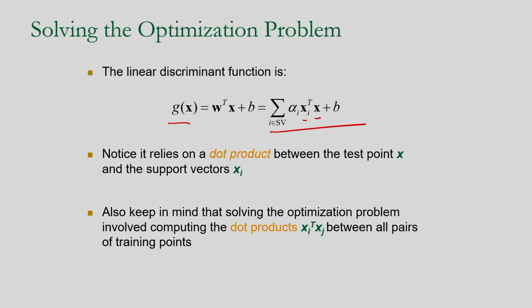Also keep in mind that solving the optimization problem involved computing the dot product between xi transpose and xj, for all pairs of the training points. So for all pairs of the training points I have to find the dot products. That is the condition. Based on this discriminant function, I can do the classification by considering the support vectors.